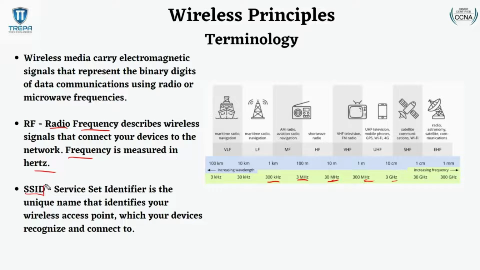And then we have SSID going into our wireless terminology, because this isn't a ham radio course, so we're talking stuff that is specific to Wi-Fi. The SSID is a service set identifier, which is the unique name that identifies your wireless access point. And a key note that I didn't put in this slide is your SSID, according to Cisco, cannot be longer than 32 characters. Okay, so important note to jot down.